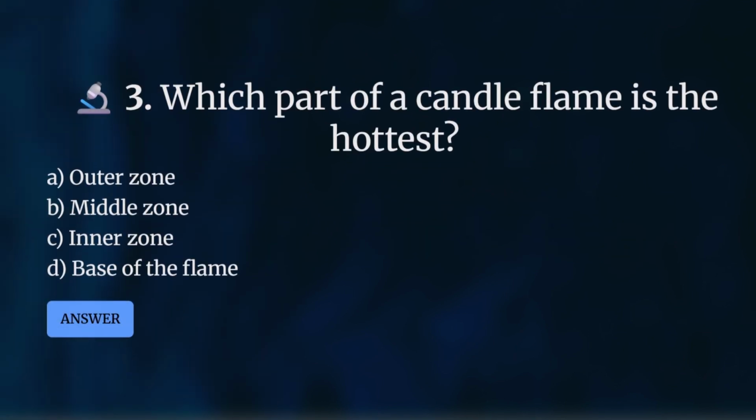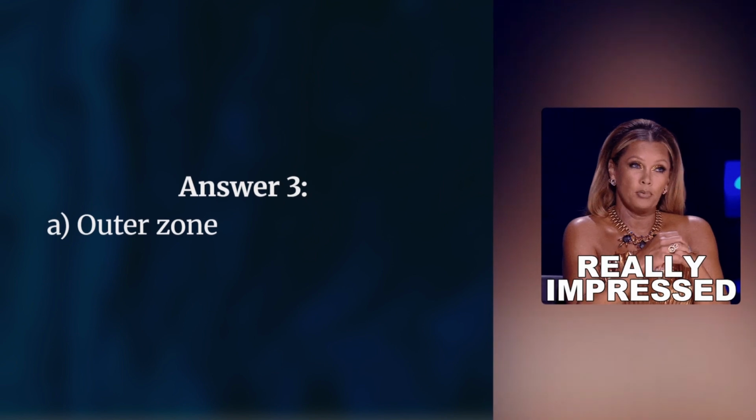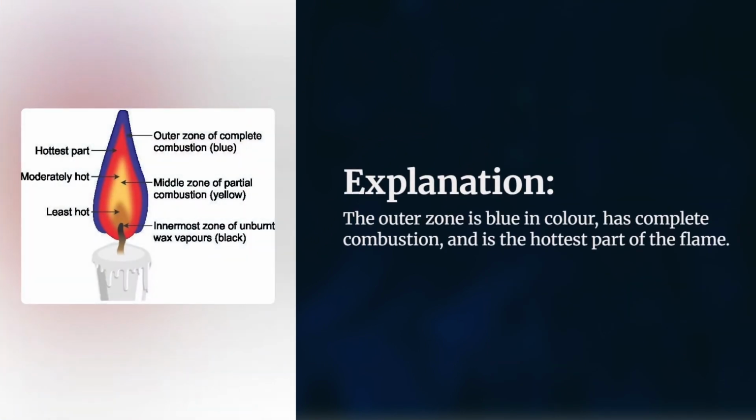Moving on to question number 3. Which part of a candle flame is the hottest? The options are A. Outer zone, B. Middle zone, C. Inner zone, or is it D. The base of the flame? Correct answer is option A. Outer zone. The outer zone is blue in color, has complete combustion and is the hottest part of the flame.